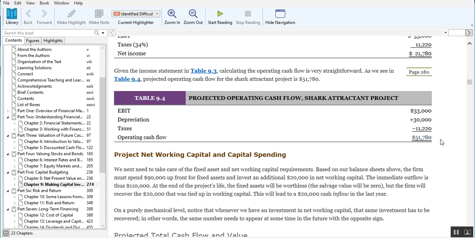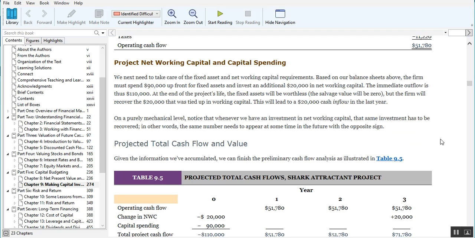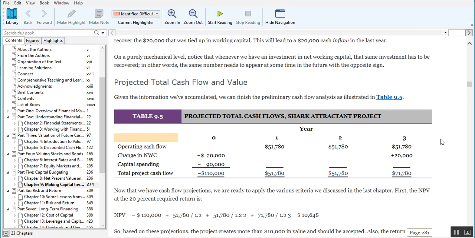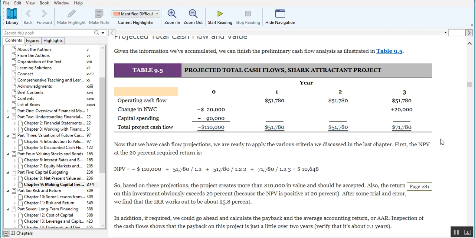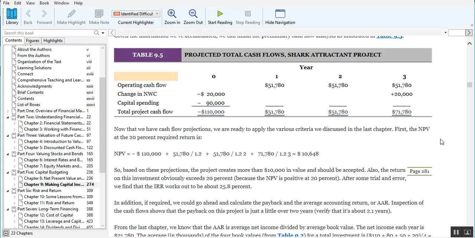So our operating cash flow from this basic product here in the first year is $51,780. Now, we also are going to project the working capital and capital spending. So when we talk about how we actually put money into this and what money comes in, we're going to look at this overall cash flow. We start with a negative cash flow at the beginning of the project of $110,000, split between the equipment of $90,000 and the change in net working capital of $20,000.